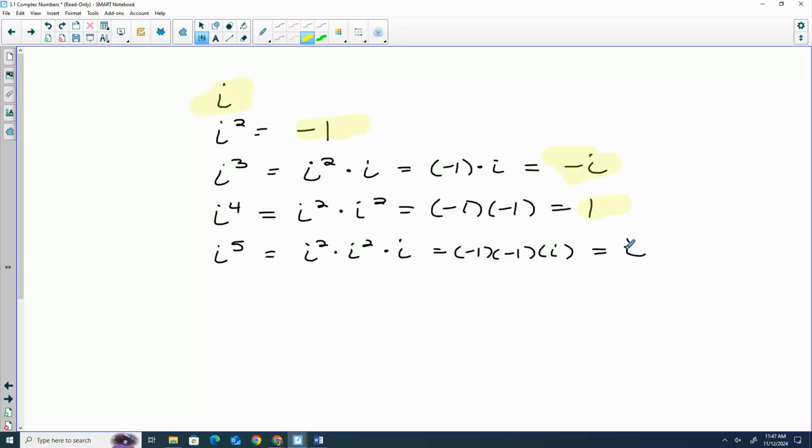So if I did i to the 6th, what do you think I'm going to get out? Negative 1. i to the 7th is going to be negative i. i to the 8th would be 1. So we're getting 4 possible answers, and it just repeats. What it really comes down to is how many i squares can we form, because every time we get an i squared, we simplify it into a negative 1.